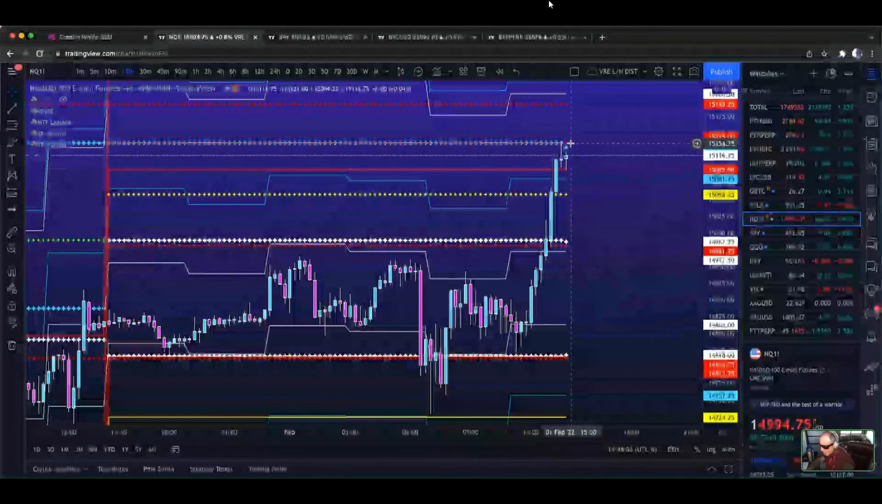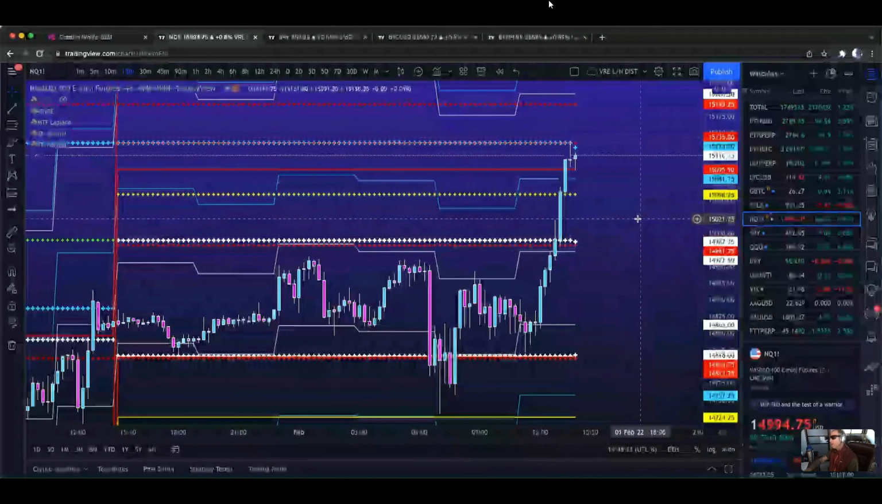So it rejects there, comes back down. This red line right here, is that the R1 for the daily? It is. That's the R1 of the daily. Bounces right off of it. And now we're sitting here, right? Just chilling. NASDAQ's just chilling right below the first standard deviation.